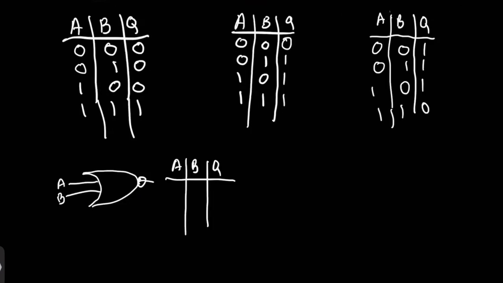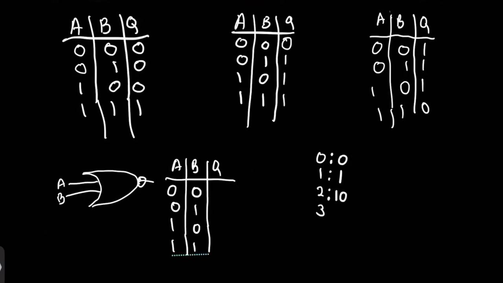Yep, so let's try it. So 0, 0, 0, 1, 1, 0, 1, 1. How do you know the order in the A, B column? It's always going to be 0, 1, 2, 3 in binary. So 0 in binary is just 0. 1 in binary is 1. 2 in binary is 1, 0.